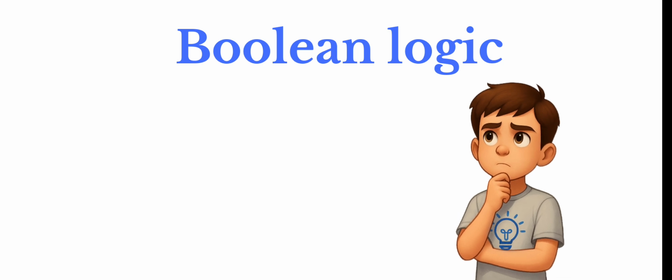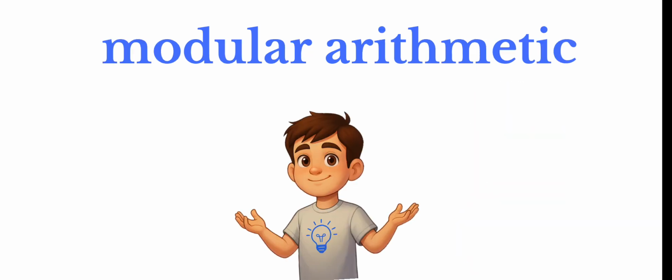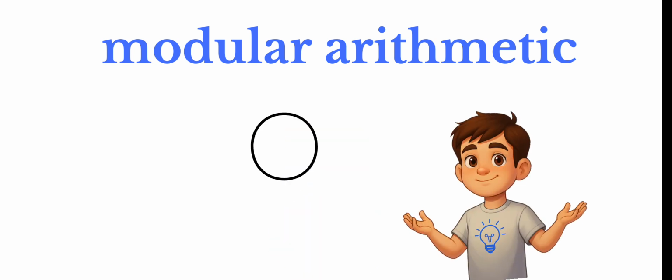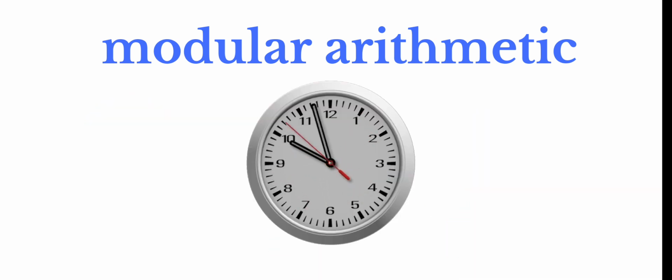How on earth can 1 plus 1 equal 0? This is called modular arithmetic. It's the math of cycles, or clocks. Think about a 12-hour clock. If it's 10 o'clock and you add 4 hours, you don't get 14 o'clock. You get 2 o'clock, because when you hit 12, the system wraps around back to 0, or 12.